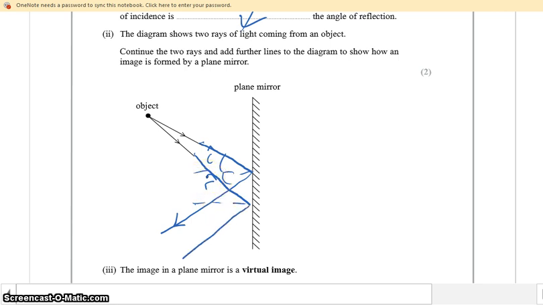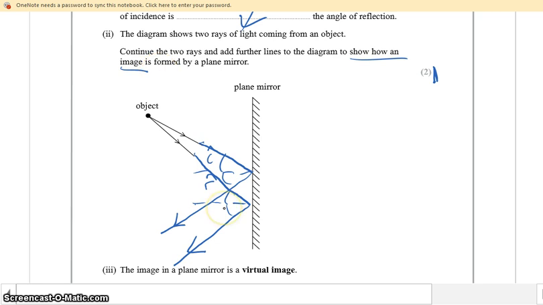And same thing here, but it certainly has to be by eye that these two angles are about the same. If you've done it right, then these two rays here should be diverging from each other, which means that they're not quite parallel, they're moving away from each other. All of that gets you 1 mark so far, and then we've got to show how an image is formed.